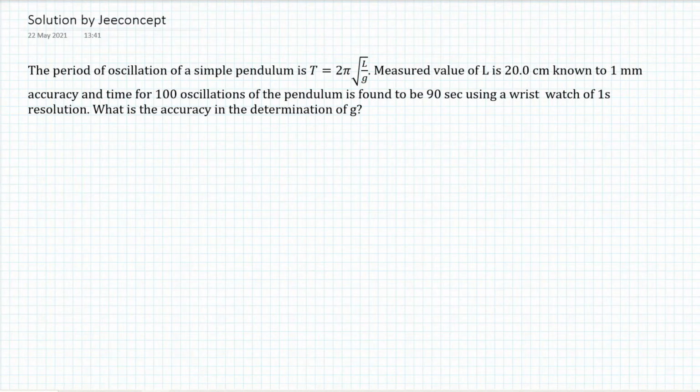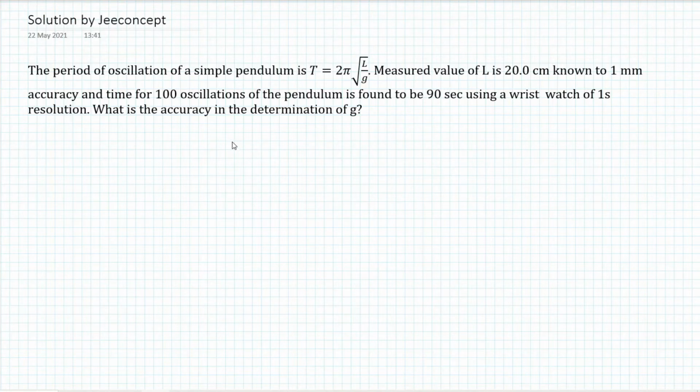Hello friends, this is the solution video for the question where it says the period of oscillation of a simple pendulum is T is equal to 2 pi root L by g. The measured value of L is 20 centimeter, known to 1 mm accuracy, and the time for 100 oscillations of the pendulum is found to be 90 seconds using a wristwatch of 1 second resolution. So what is the accuracy in determination of g?